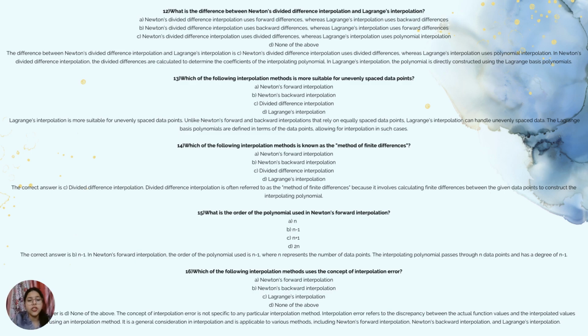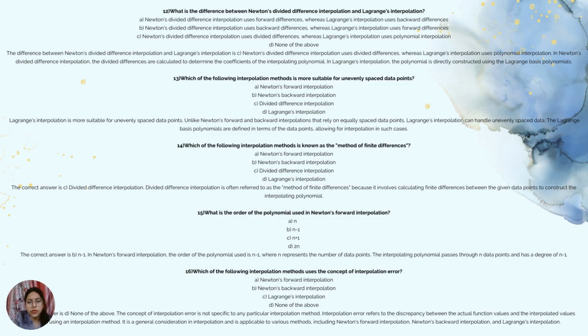Question number 16. Which of the following interpolation methods uses the concept of interpolation error? A. Newton's forward interpolation. Option B. Newton's backward interpolation. Option C. Lagrange's interpolation. And option D. None of the above. The correct answer is D. None of the above. The concept of interpolation error is not specific to any particular interpolation method.